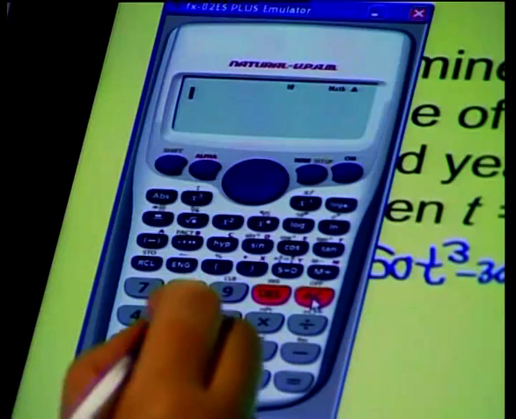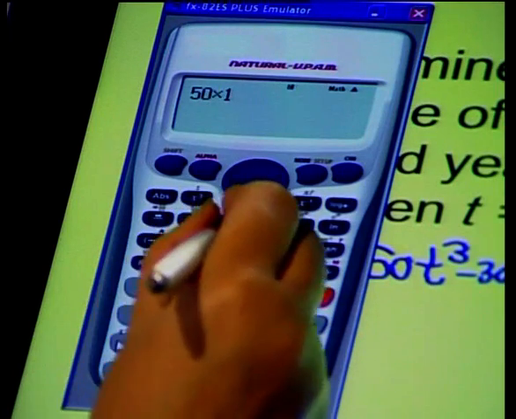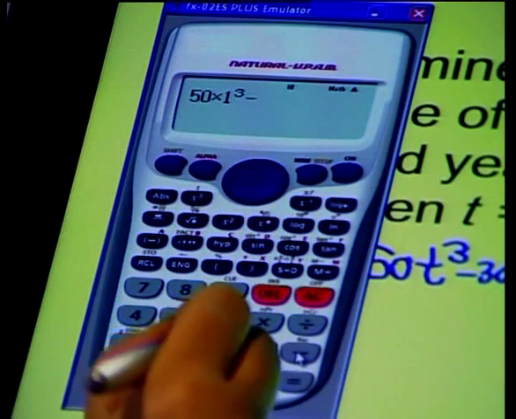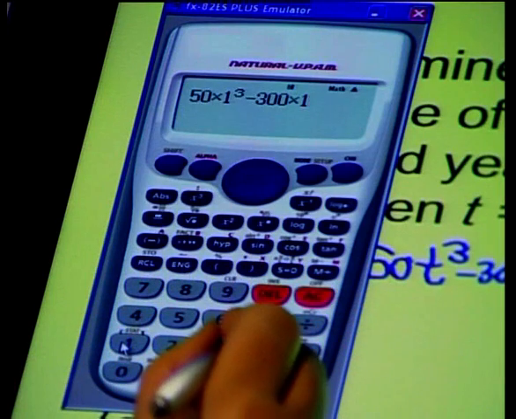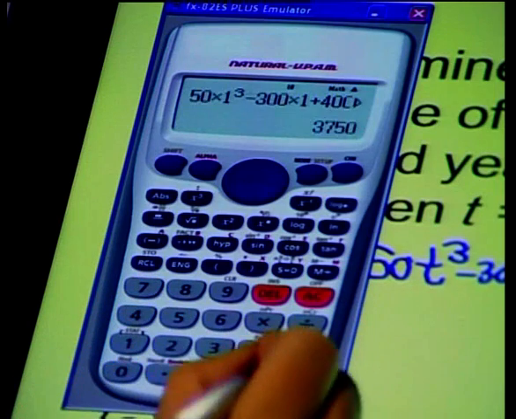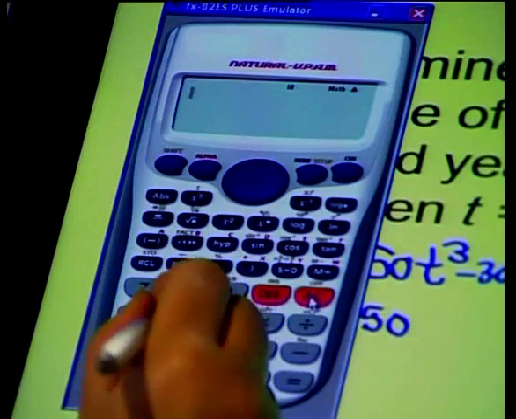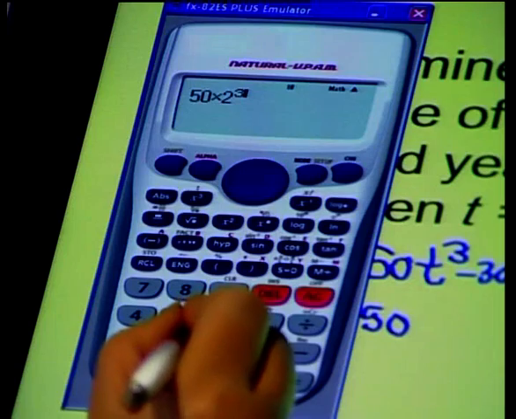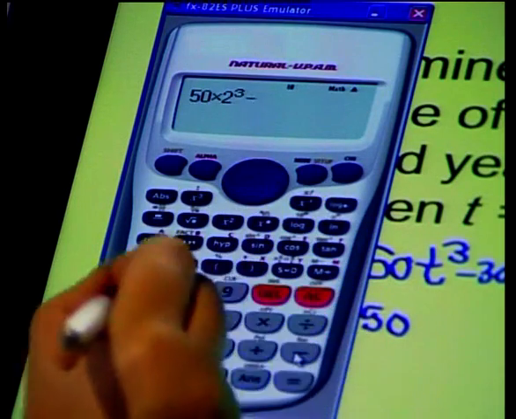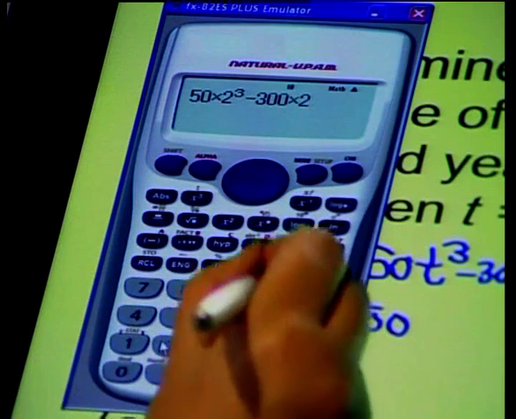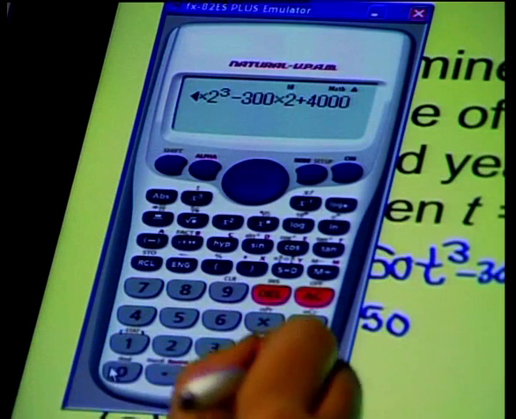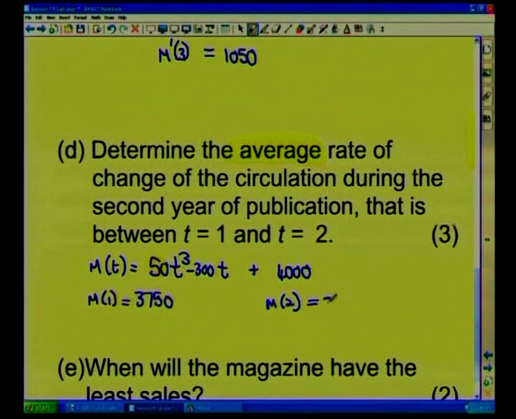So let's waste no time. Let's bring the calculator up. We're going to say it's 50 times 1 cubed minus 300 times 1. Of course, we know that'll make no difference. Plus 4,000. And we're going to get 3750. So let's write that down. 3750. Right, now we put in 2. So we're going to go 50 times 2 cubed minus 300 times 2 plus 4,000. We get 3800. So we have a coordinate 1, 3750, and a coordinate 2, 3800.